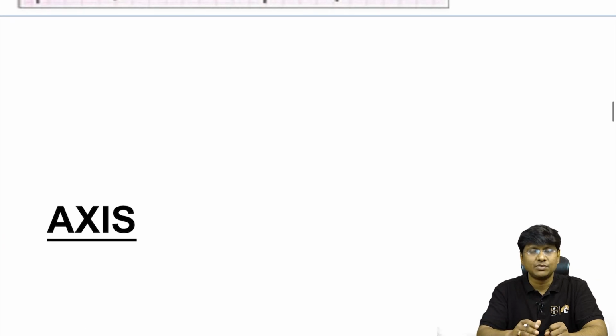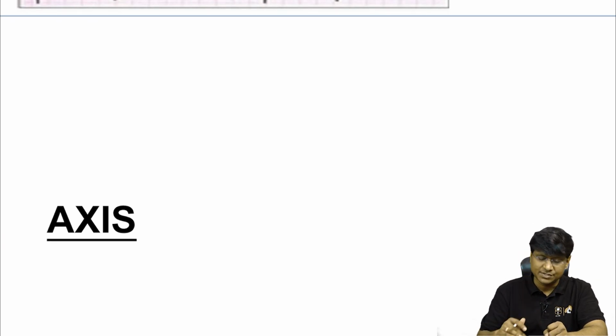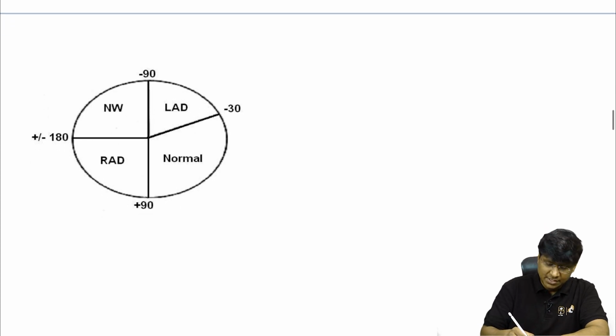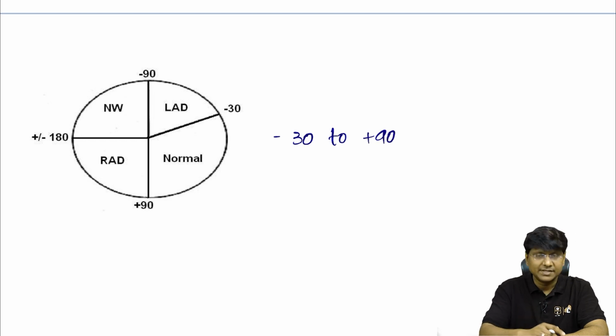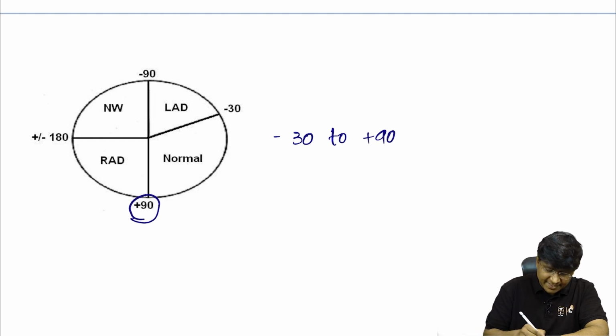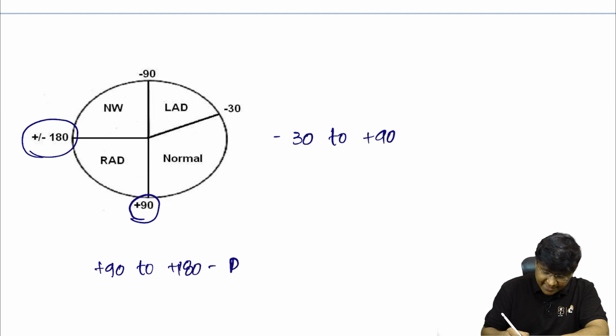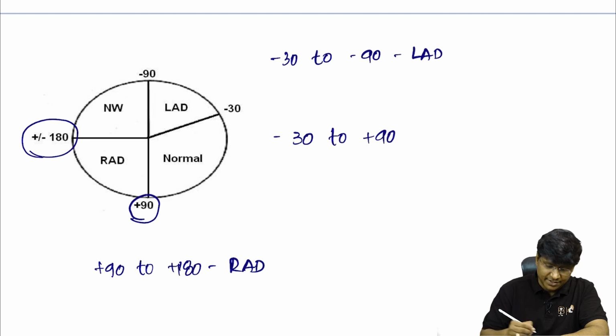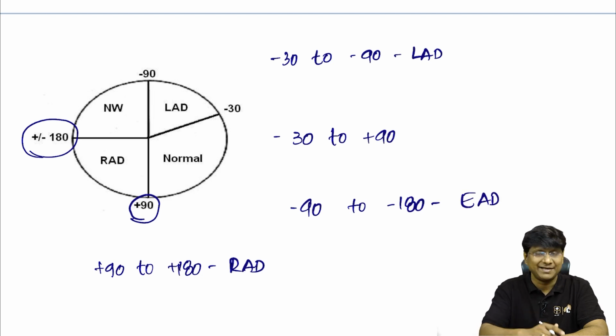Then after having discussed the rate and rhythm, you need to know how to make out the axis. First of all, what is the normal axis? Normal axis is minus 30 to plus 90, right? And plus 90 to plus 180 is considered right axis deviation. Minus 30 to minus 90 is considered left axis deviation, whereas minus 90 to minus 180 is considered extreme axis deviation, right?